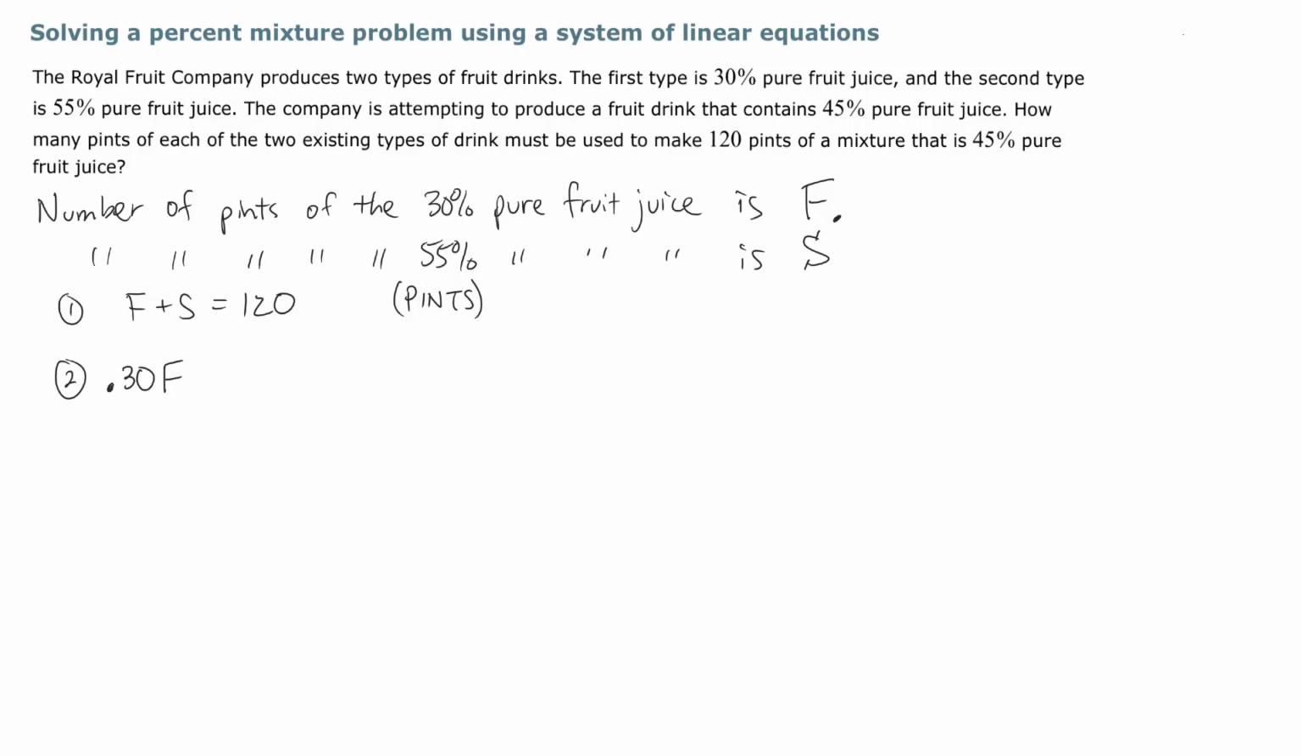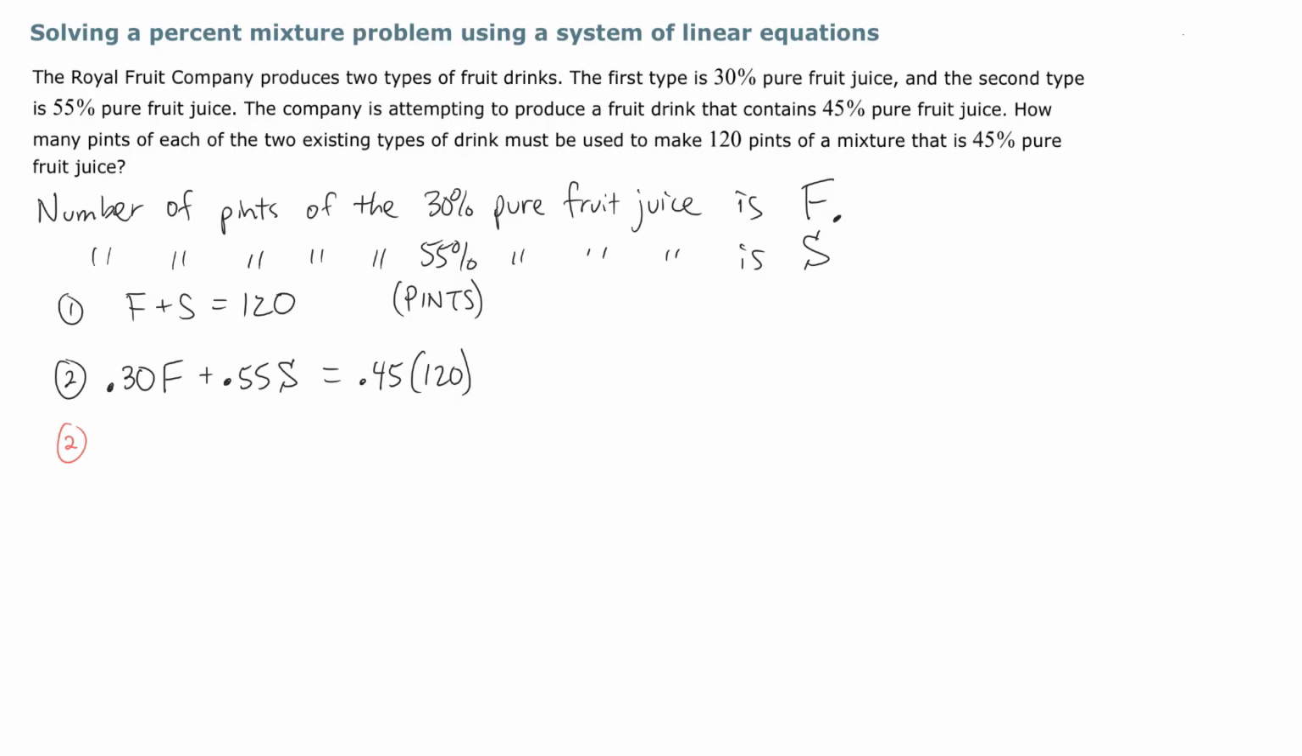How do we get pure fruit juice from the second type? Well, we're going to multiply it by the concentration of 55% of the second type. And in the end, what do we want? Well, we want a mixture that has 45% concentration, and we multiply it by how many pints in the end? We need to multiply it by 120 pints. So there's equation 2.